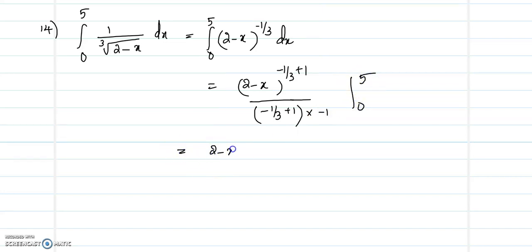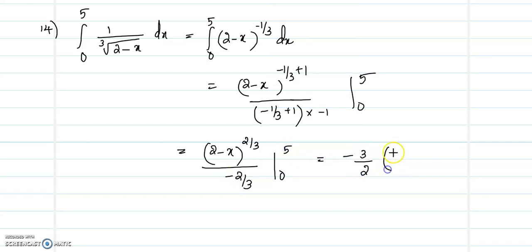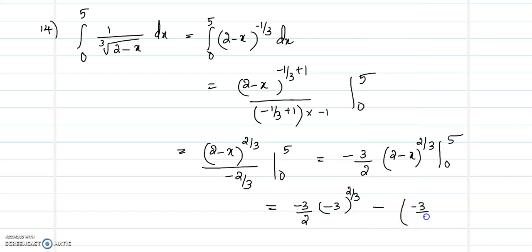So that will be (2 minus x) whole raised to 2 by 3 by minus 2 by 3 from 0 to 5. So that will be minus 3 by 2 (2 minus x) whole raised to 2 by 3 from 0 to 5. So that will be equal to minus 3 by 2. So at 5 we will be getting 2 minus 5 is minus 3. So (minus 3) whole raised to 2 by 3, minus, at 0 we will be getting minus 3 by 2 into 2 raised to 2 by 3.